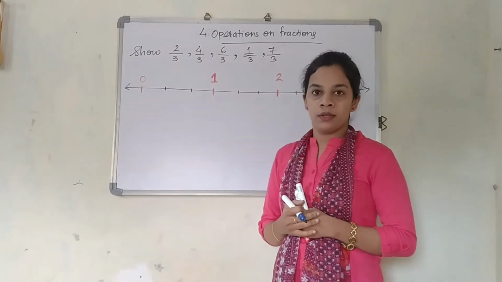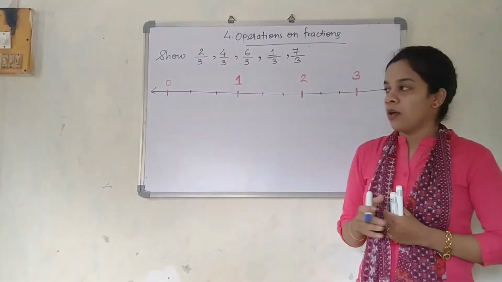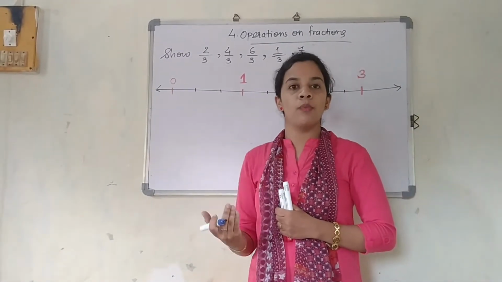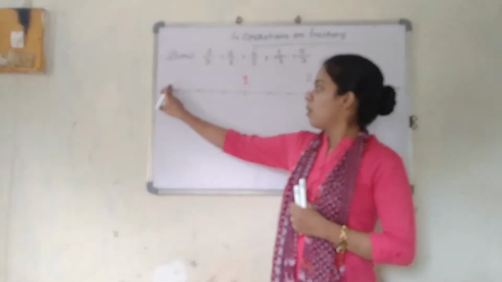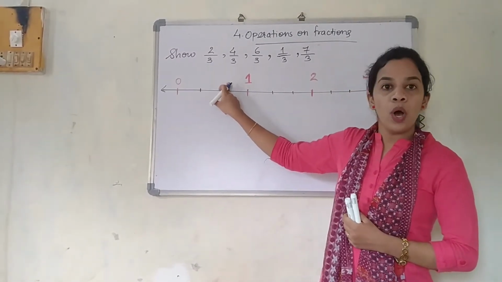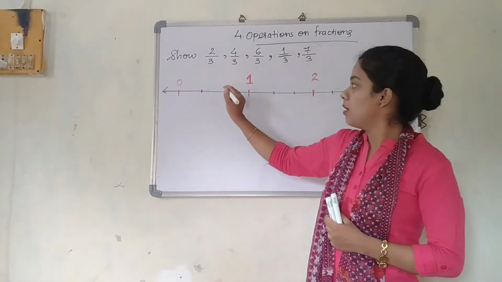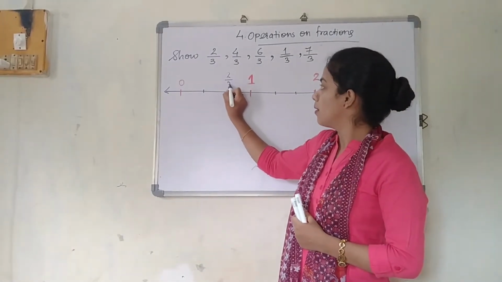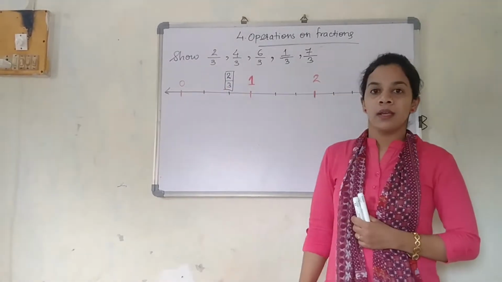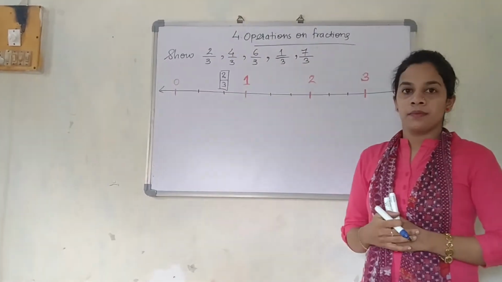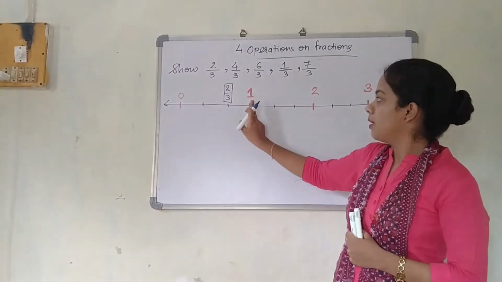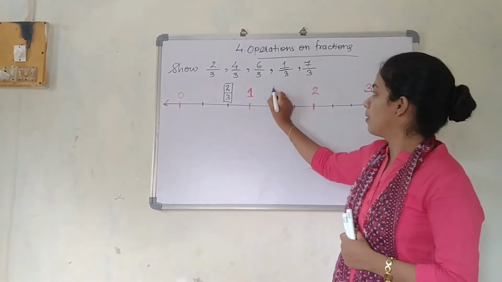2 upon 3. How are we going to start this? From 0, you are going to count 1 upon 3, 2 upon 3 and so on. So from 0, this will be 1 upon 3. This will be your 2 upon 3. So this will be your number 2 upon 3. Fine? 4 upon 3. Count from 0 again: 1 upon 3, 2 upon 3, 3 upon 3, 4 upon 3.